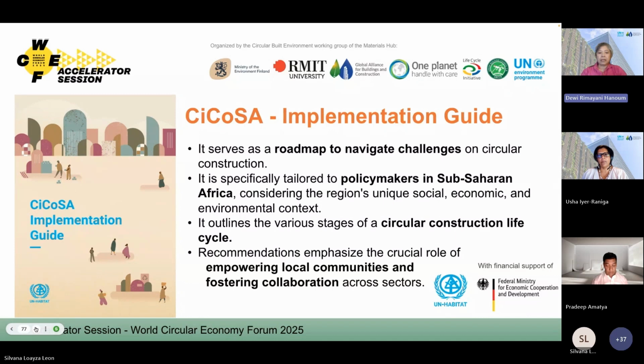The implementation guide serves as a roadmap to navigate challenges in circular construction, specifically tailored to policymakers in sub-Saharan Africa. So the recommendations are more about how these policy decision makers adapt to circularity, with the steps of the implementation guide for the construction and building sectors on circularity. It also outlines the various stages of the circular construction life cycle. I think it was discussed before, but we started with the product manufacturer until the building, the construction. And the recommendations also emphasize the crucial role of the different stakeholders, and also empowering local communities, fostering collaborations, and upgrading the traditional practices in the regions and in the focus countries. Next, please.